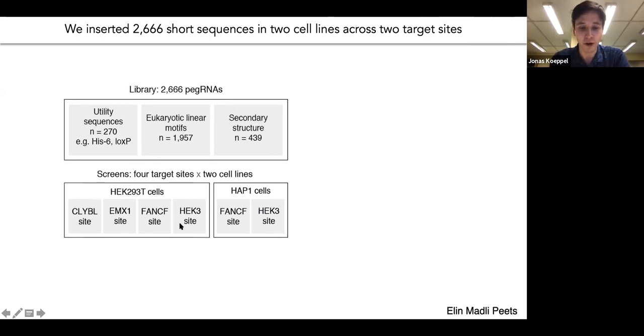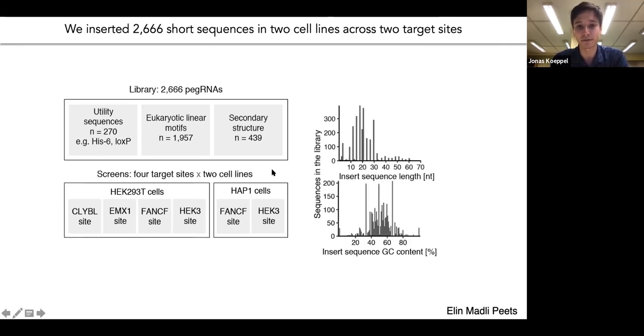We decided to go for 4 target sites. Those are target sites that have already been characterized in the original prime editing paper. And then we chose 2 cell lines. One, the HEK293T cells, because we thought these would have a very high likelihood of success, and they have been extensively tested for prime editing. And also the HAP1 cells, because we thought if we are interested in generating variants, it's maybe good to work in a haploid background. And there we did 2 of the target sites.